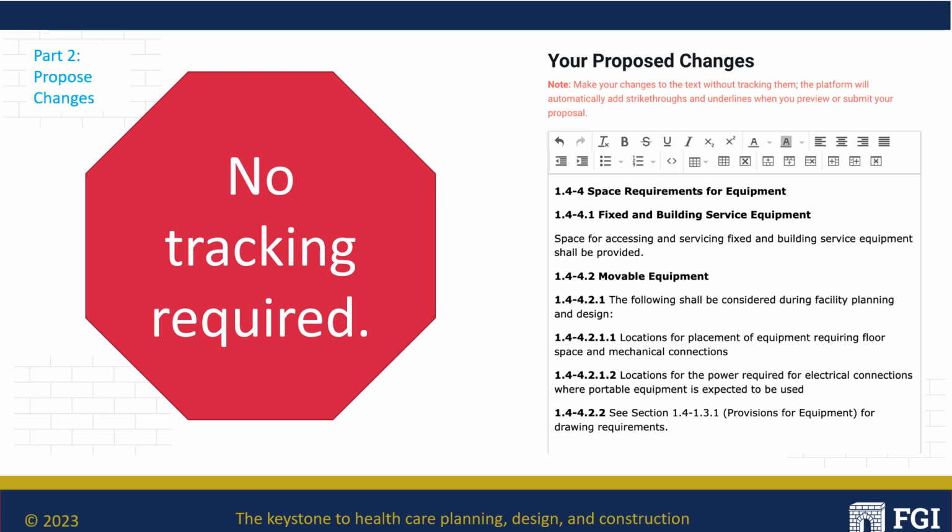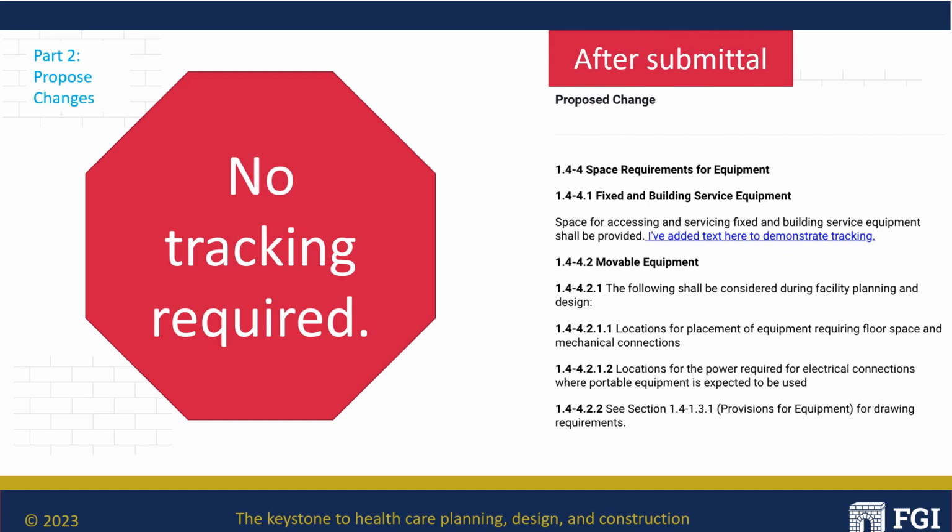The same is true for added text. In that case, simply type the language you're proposing. It will appear in black font, no different than the existing text around it. However, after submitting your proposal, these additions will be shown in blue underlined text.